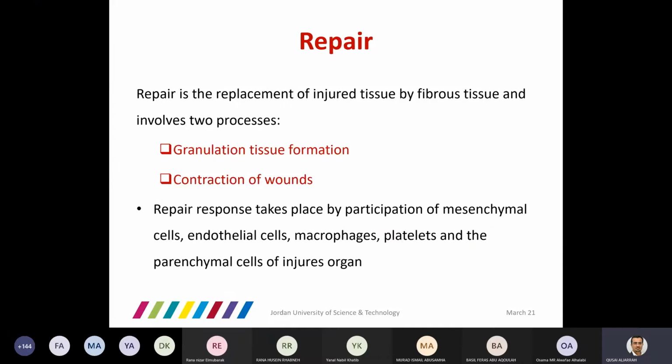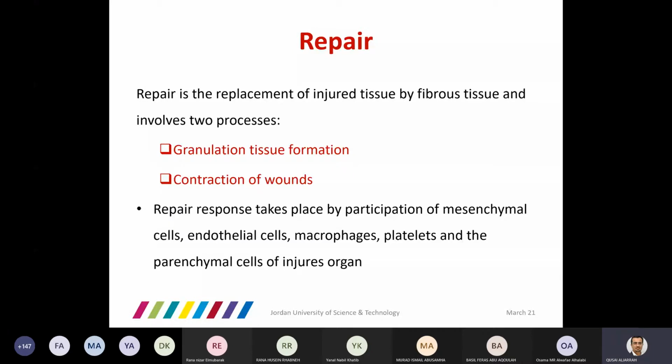هلا in order حكينا repair في عنا ندبة, والندبة means granulation tissue and contraction of the wound. So if we have a scar, we will have granulation tissue formation. عارفين شو granulation tissue؟ Okay, راح افرجيكم صور granulation tissue. So granulation tissue formation and contraction of the wounds.